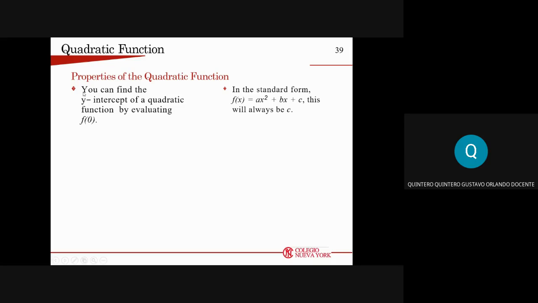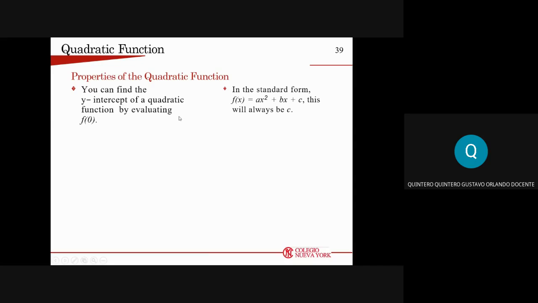So, properties of the quadratic function. You can find the y-intercept of a quadratic function by evaluating f of 0. Now, in case you have it in the standard form, ax squared plus bx plus c, this is the standard form, right? So the value of the y-intercept is always c.